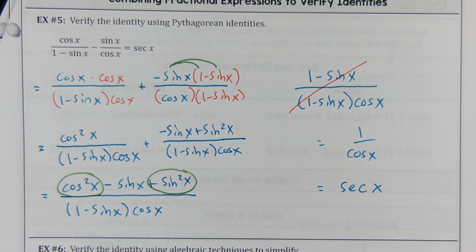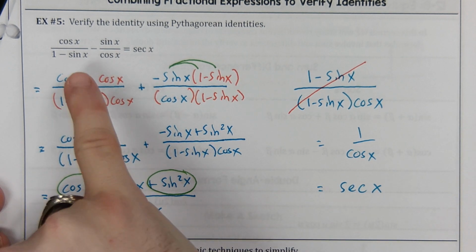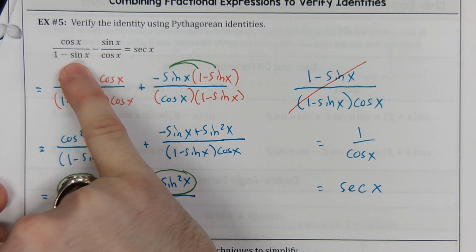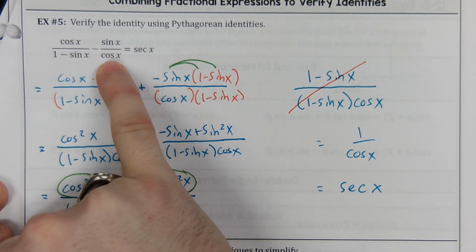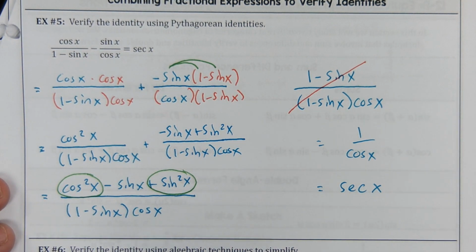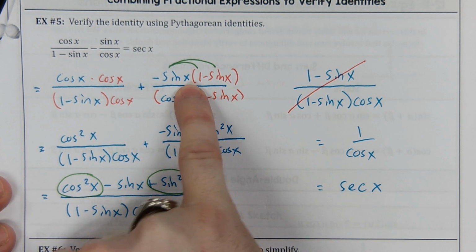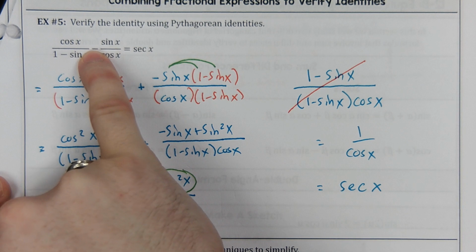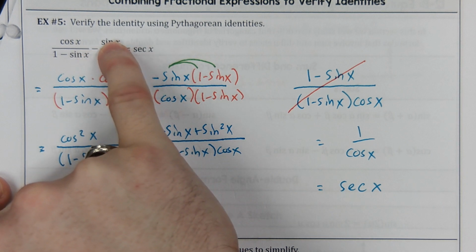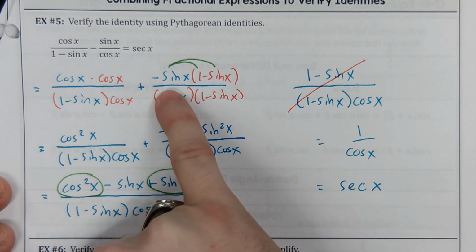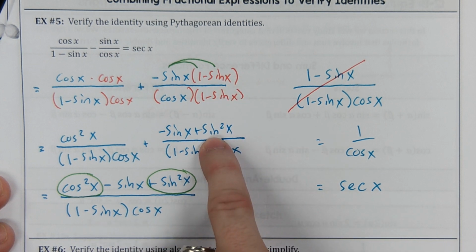I showed them what I did with you on Friday. This is what I did with them today. I multiplied the top and bottom of this by cosine x. I multiplied the top and bottom of this by 1 minus sine x. I distributed the negative sine x, and it was negative because I changed it to a plus negative sine x over cosine x. So I distributed the negative sine x, and it gets me here.